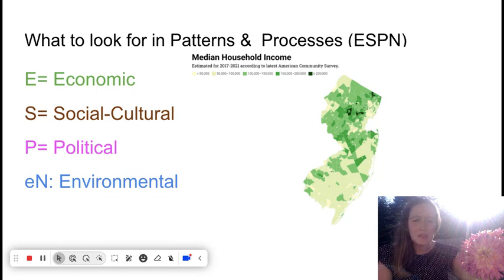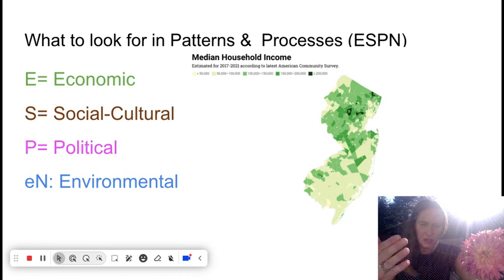Here's an example of a map that shows economic factors in New Jersey. The darker shade of green are the higher income areas in New Jersey. Look at that, some high income areas. In Morris County, we know some of those areas nearby. And some of the more agricultural areas or more urban areas have some of the lower income.